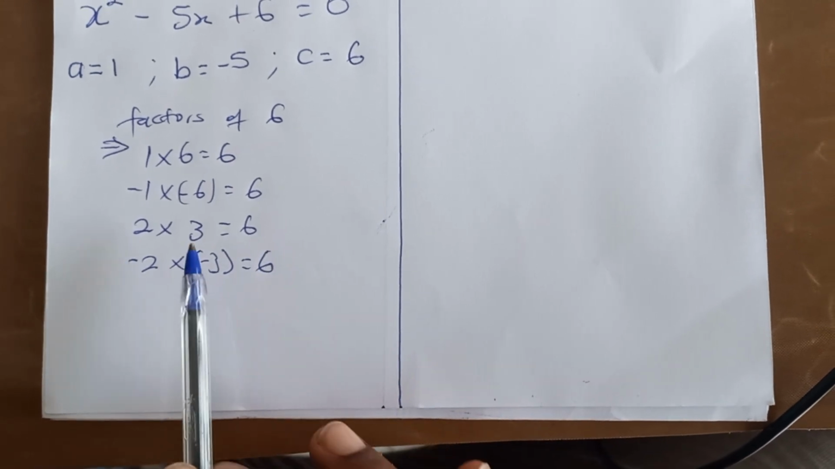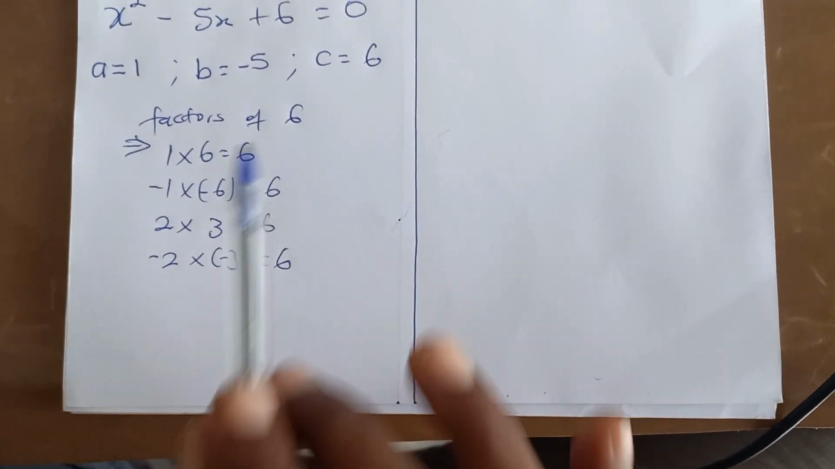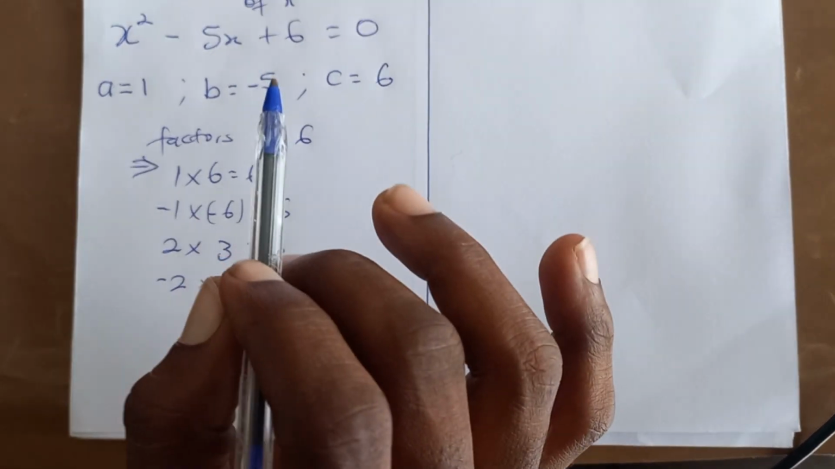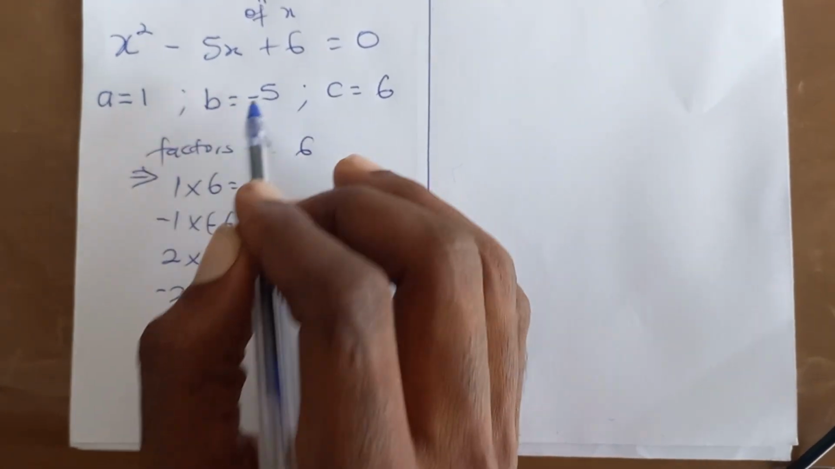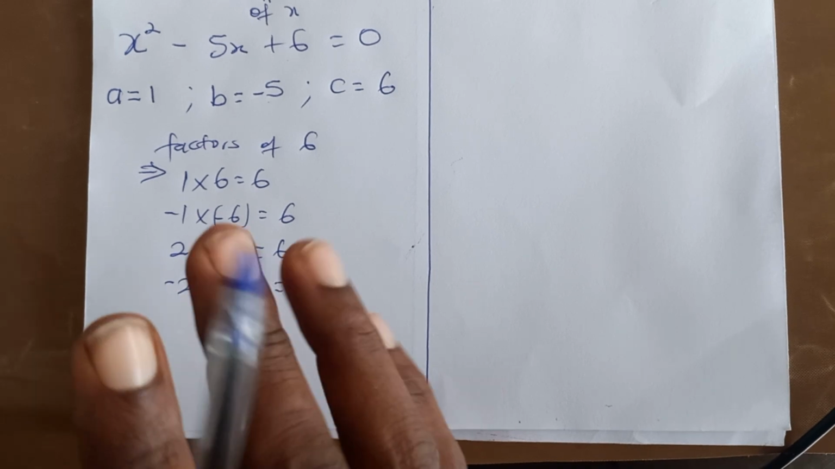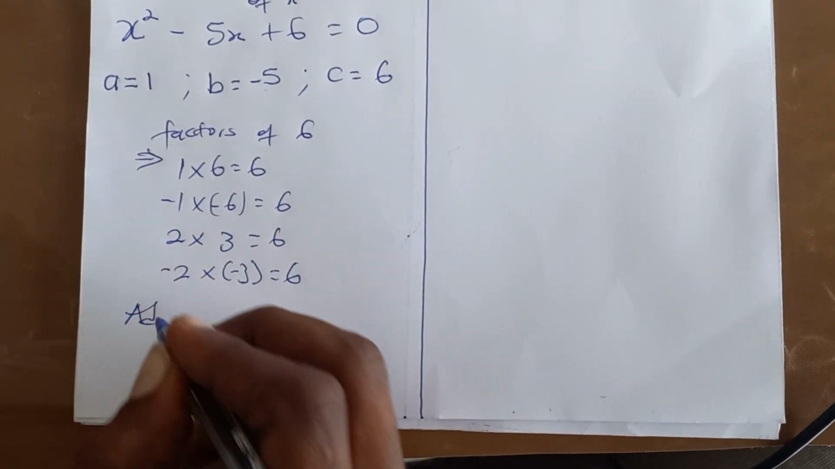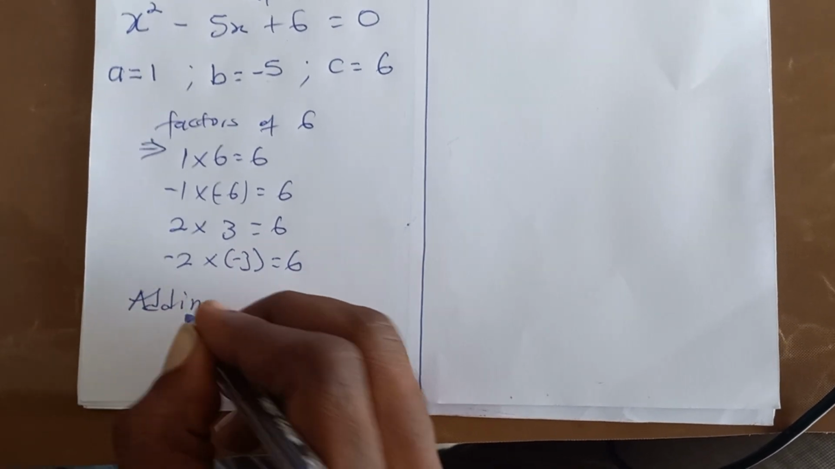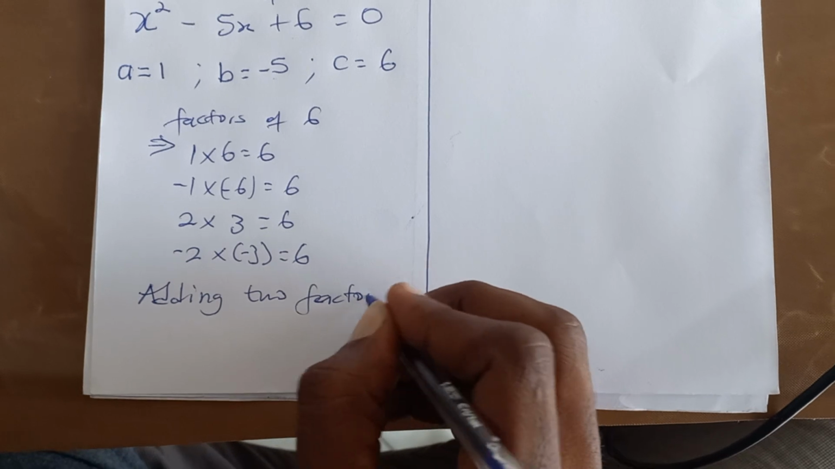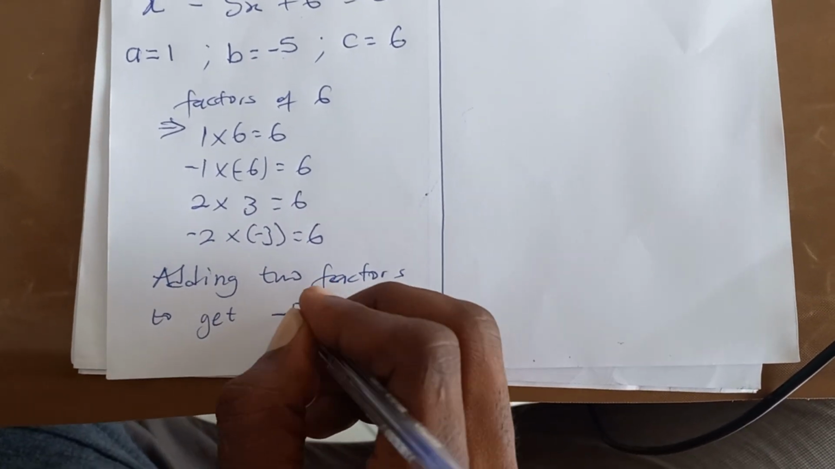Now, two of the factors of 6, when we multiply, will give us 6, but when we add them, we are going to get our negative 5. That's what we are going to do next. So, add two factors to get negative 5.